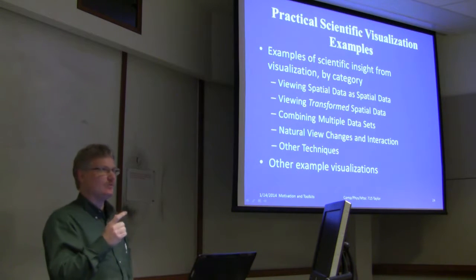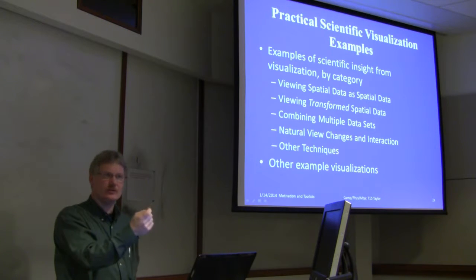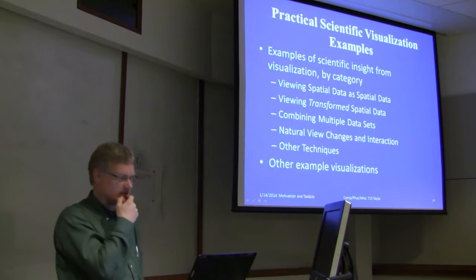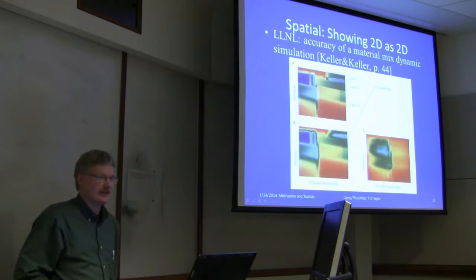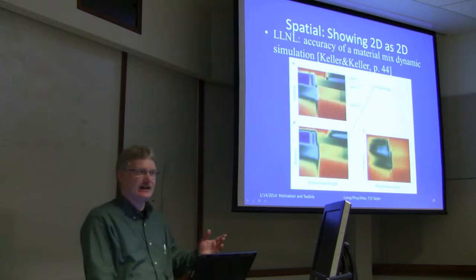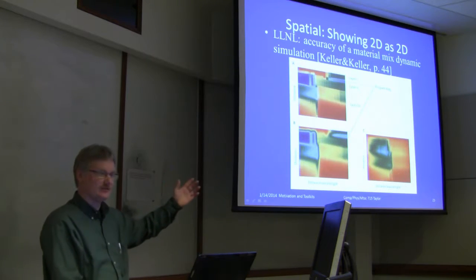And I didn't want kind of general, oh, I like it, it makes me see better. No, this is the thing that we could do afterwards because we had this that we couldn't do otherwise. So starting with the Keller and Keller, this is showing 2D data, 2D simulation data as 2D data. This is not earth-shaking stuff, right?